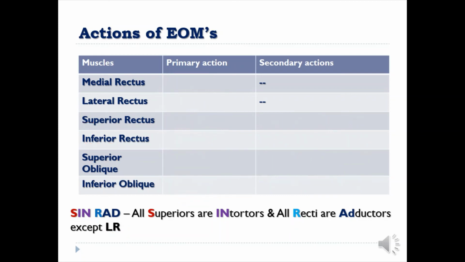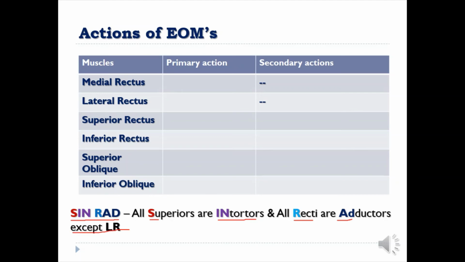In the previous slide, we discussed the actions of extraocular muscles. Some of the muscles have only primary actions, but most of the muscles have a primary action as well as two secondary actions. As I mentioned, it will be difficult for you to remember it like that. So there is an easy way of remembering it: SIN RAD. All superiors are intorters, and all recti are adductors except lateral rectus.